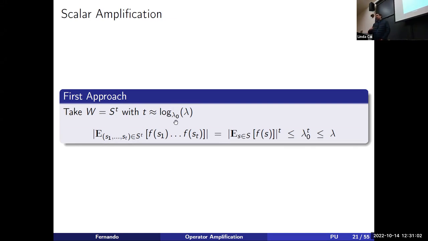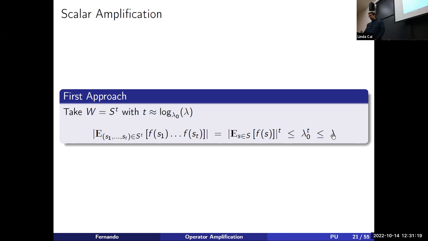So if you take the full product space, all the tuples, something that's very dense, then this expectation here breaks into a product and you have a beautiful decay. And we choose lambda, a T, to give the lambda in the end.